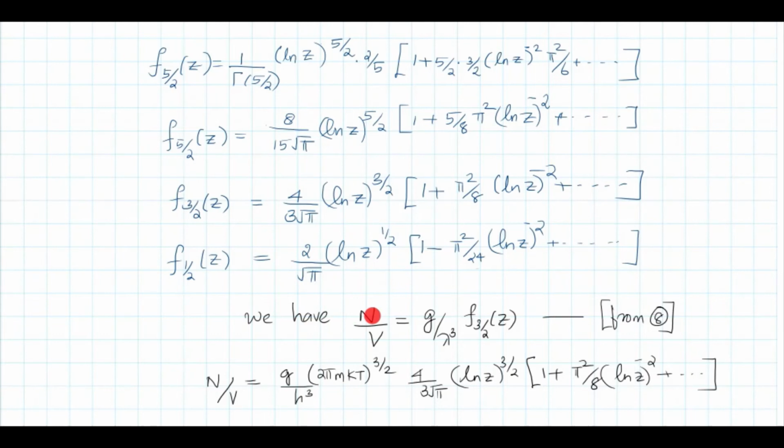That is n by v equal to g by lambda cube f 3 by 2 of z. Put in this value of f 3 by 2 of z, then you will get n by v equal to g by lambda cube, which is actually h cube divided by 2 pi m kT raised to 3 by 2, that will go to the numerator, into 4 by 3 root pi log z raised to 3 by 2 into 1 plus pi square by 8 into log z raised to minus 2 plus etc. Okay.